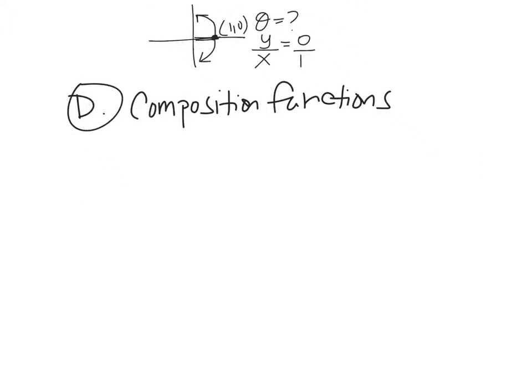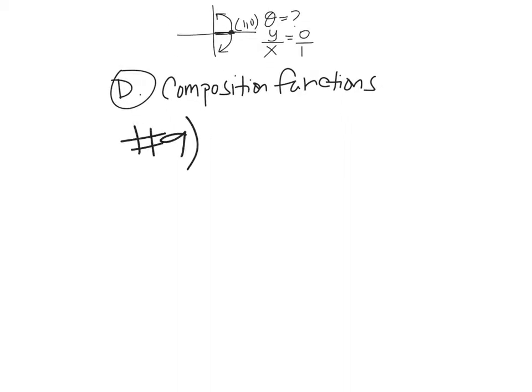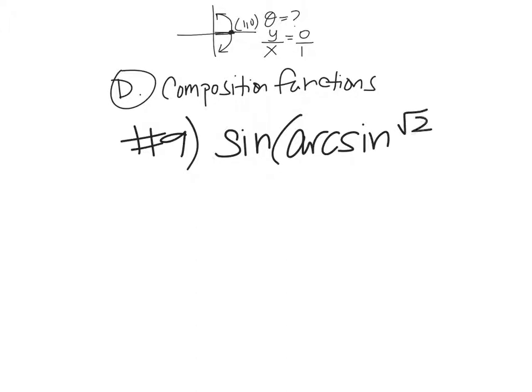Here we go, composition of functions. There are different ways to evaluate these. I like to keep it simple. Number 9: evaluate the sine of the arc sine of rad 2 over 2. Composition of functions is like f of g of x, functions inside of functions. So you want to work from the inside out. Sometimes they're just going to be super easy answers, where you get your answer right back. Sine and arc sine are inverse functions of one another, so they cancel each other out, but it doesn't always work that way. Let me show you.